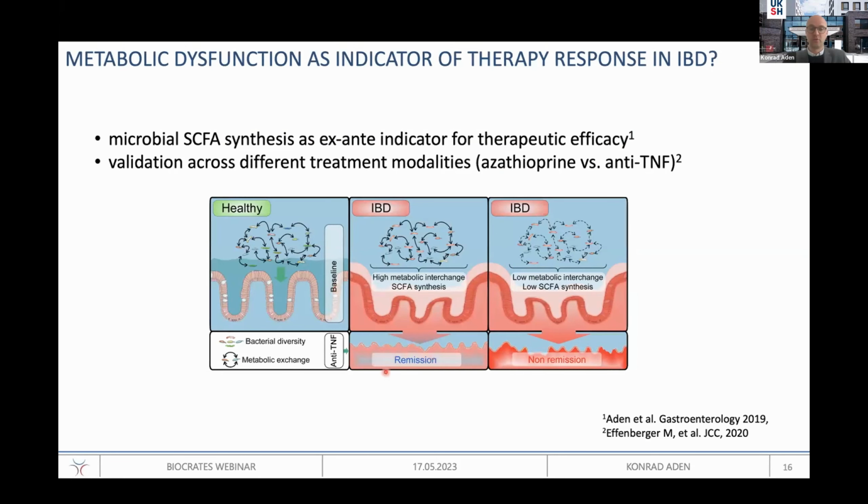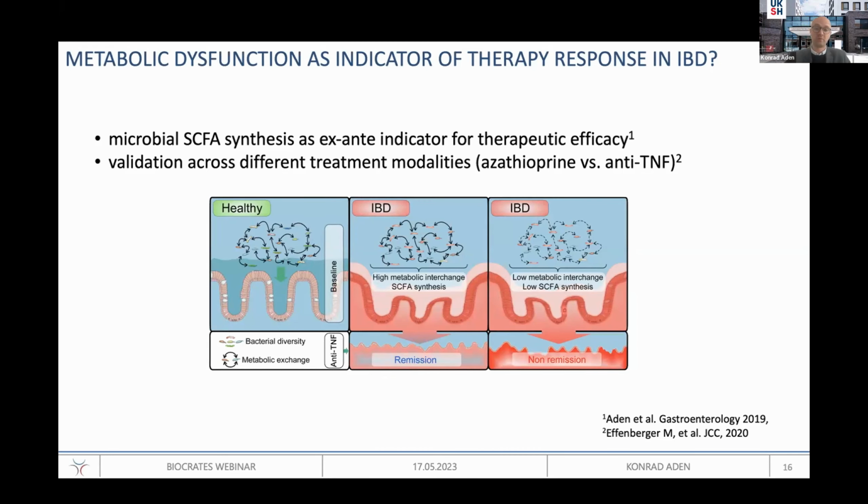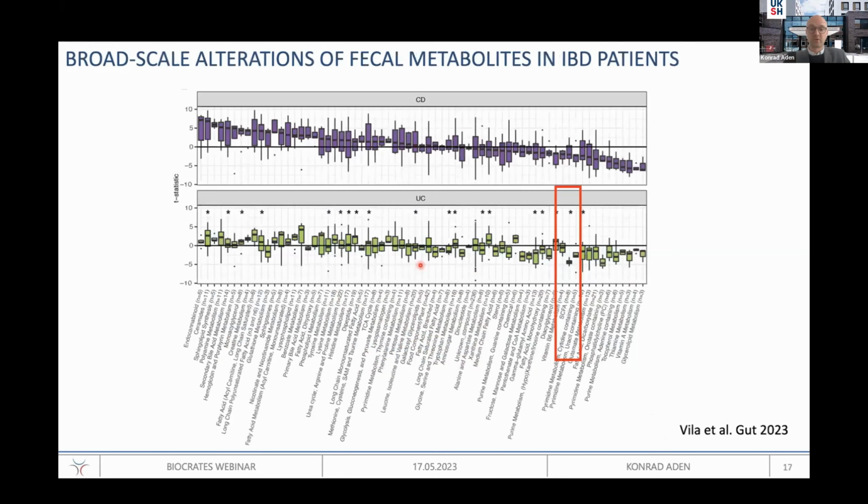And what we observed is that the microbiota of patients that do benefit from infliximab therapy, so here indicated as remission, incorporate a microbiota which is defined by a high metabolic interchange, so a high exchange of metabolites, which also results in increased synthesis of specific byproducts, fermentation byproducts, for example, short-chain fatty acids. Notably, we could also confirm this in other treatment modalities, indicating that this is a very general principle of microbial metabolism that might instruct the host immunity.